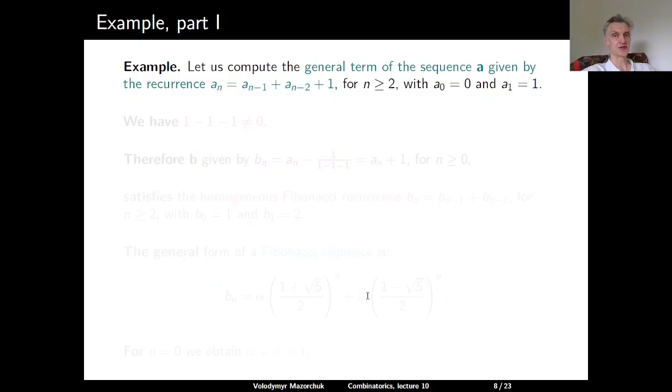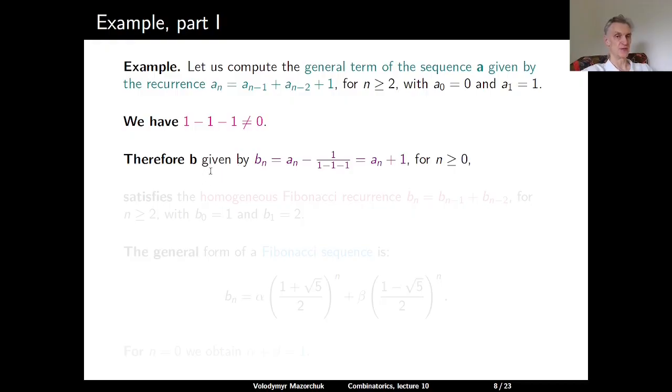Let us compute the general term of the sequence A, given by the recurrence a_n = a_{n-1} + a_{n-2} + 1 for n greater than or equal to 2, with a_0 = 0 and a_1 = 1. So that's a Fibonacci recurrence, but now with some additional constant term. Note that 1 - 1 - 1 is not 0, so 1 is not a root of the characteristic polynomial.